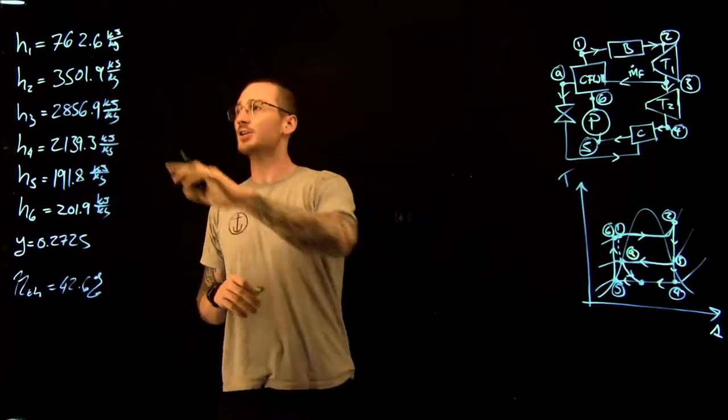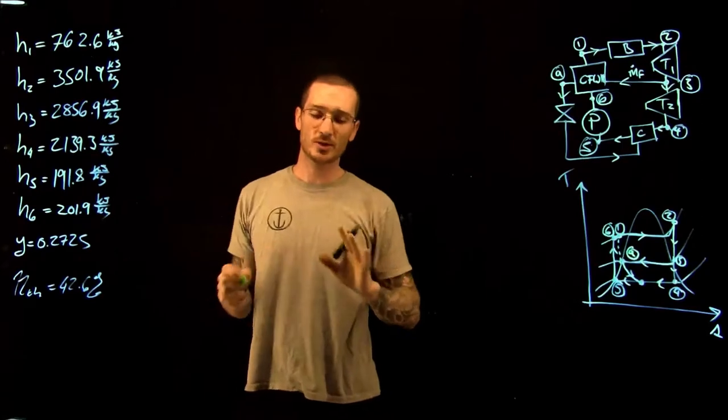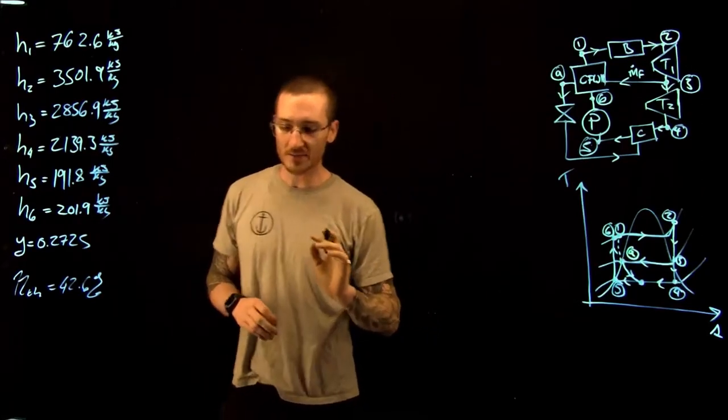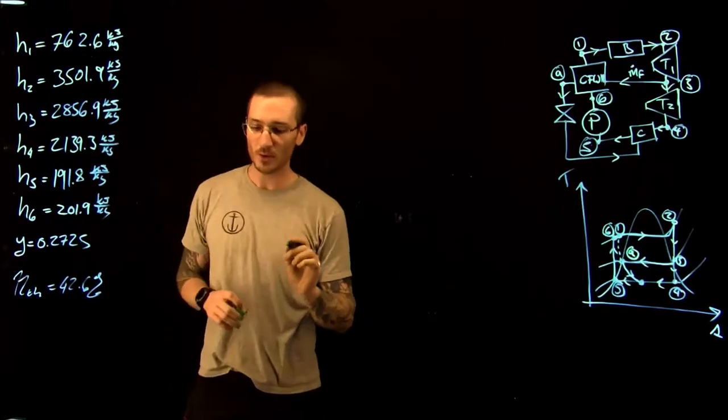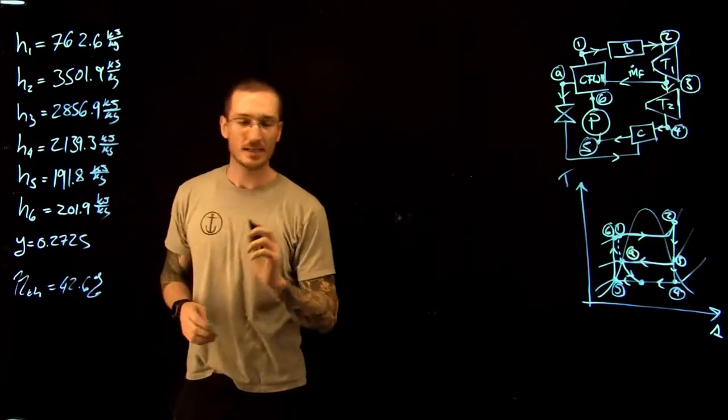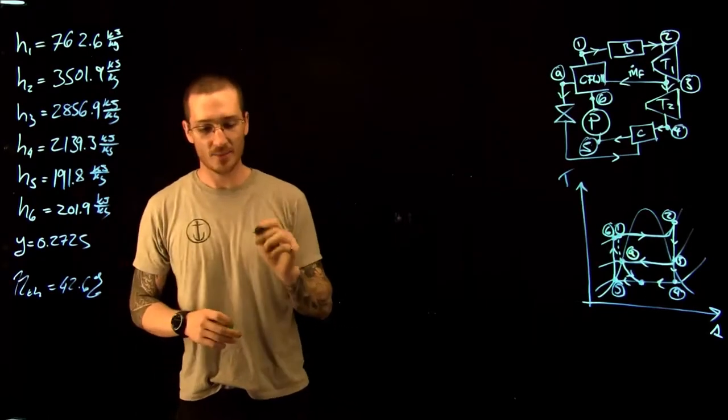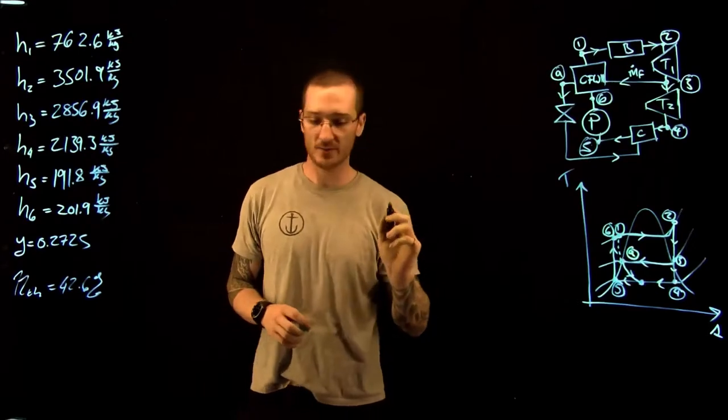What if we weren't actually given these different enthalpies? How would we solve this problem? Well, we're actually given enough information to solve it. We're told that the maximum pressure is 10 megapascals and the maximum temperature is 550 degrees C.